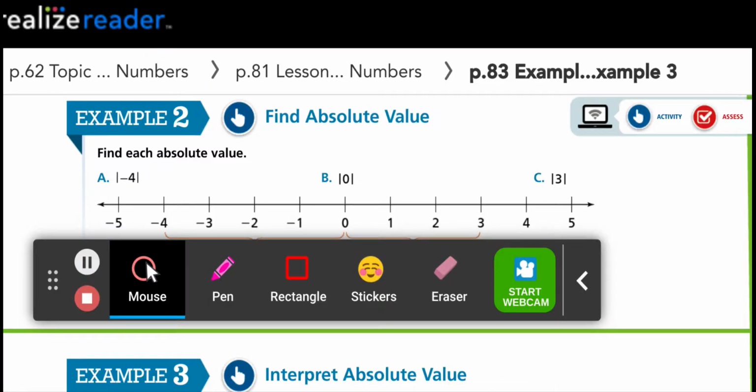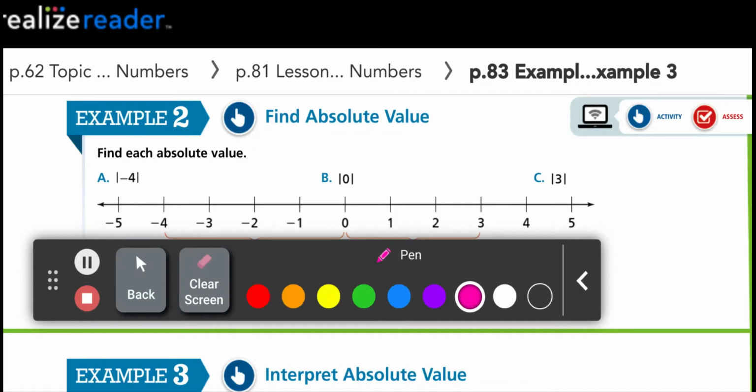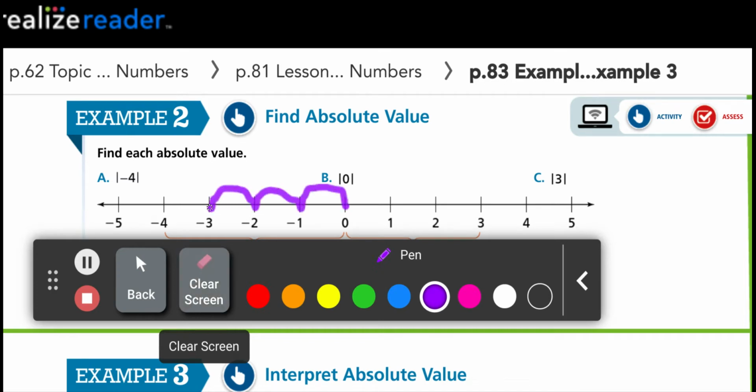Okay, for example 2 here, I want us to find the absolute value of -4. So if I look at A, I'm finding the absolute value of -4. Well, first, let's plot -4 on this number line. So if I start at 0, which way should I move to get to -4? I'm going to move left 4. So from 0, 1, 2, 3, 4. Here's point A.